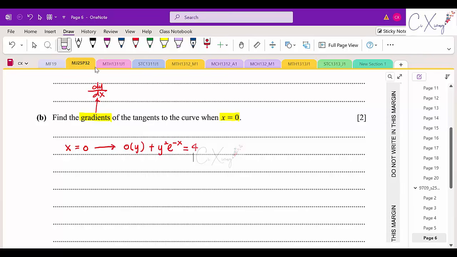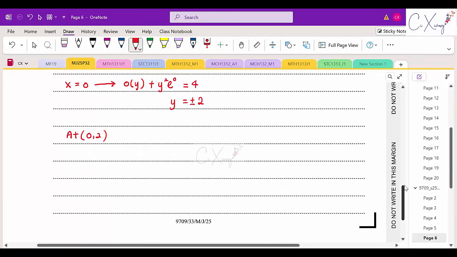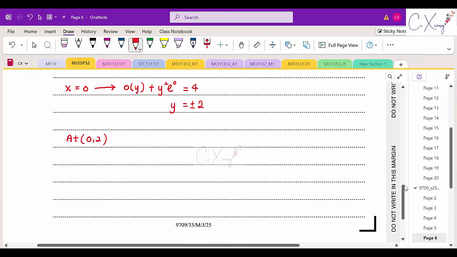Okay, so the negative x here will be e power 0. So what's the value for e power 0? It is basically equal to 1. Therefore, your y is plus minus 2. And you're having two points. One point is 0 and 2. Another point is 0 and negative 2. When x is equal to 0, y equals 2, what is the value for your dy dx?